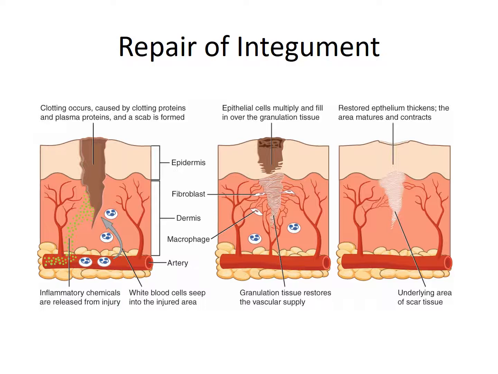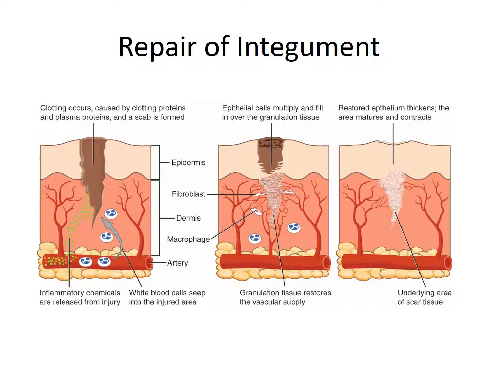Here we can see some sample pictures of some of the initial phases. Note on the left, the clotting occurs immediately following a wound to where we have inflammatory chemicals that are released. This would be an example of the inflammatory phase moving into the migratory phase. The second step here, epithelial cells multiply and fill in over the granular tissue. This is the migratory into the proliferative stage where they start to repair into that area.